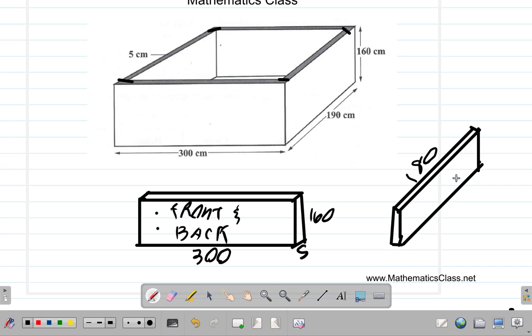and you have the full height 160 and the thickness of 5. So left and the right. You see, I have two of them, so we just write left and right on it.